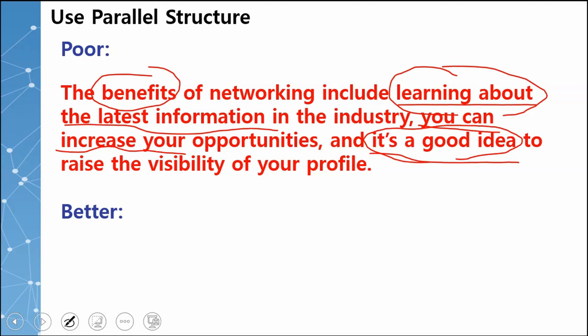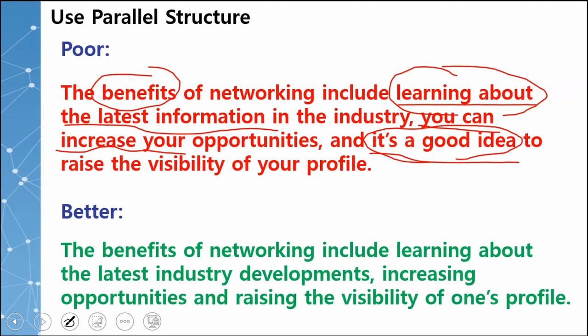It would be much more efficient if we rewrote it this way. The benefits of networking include learning about the latest industry developments, increasing opportunities, and raising visibility. See what happened here. Now our grammatical structure is the same. Verb-ing, verb-ing, verb-ing introduce each point, each benefit of networking. So this is parallel structure.